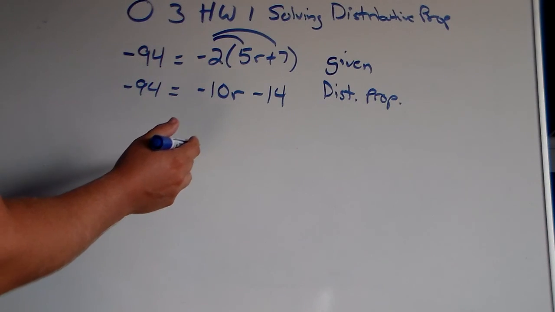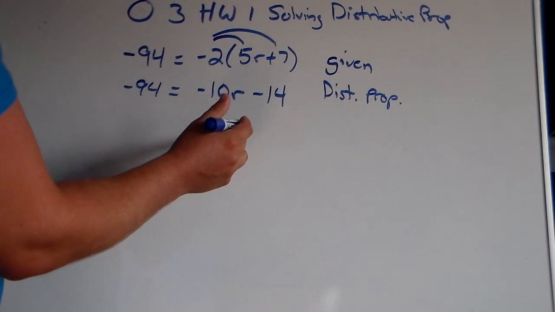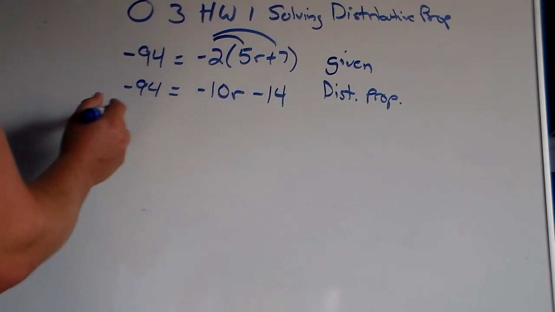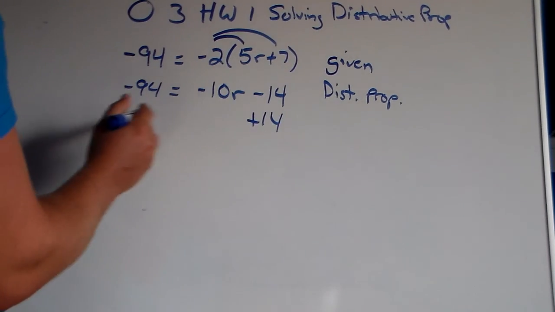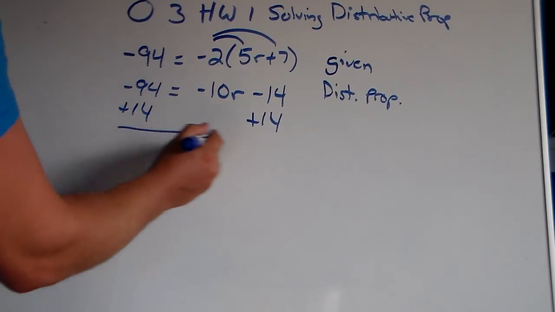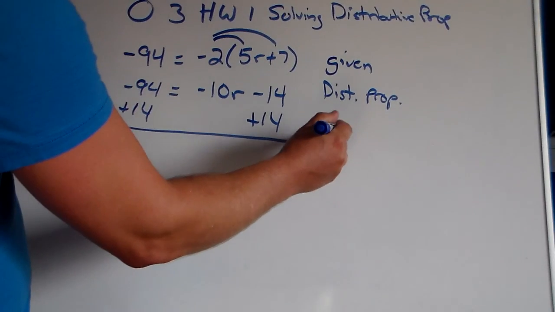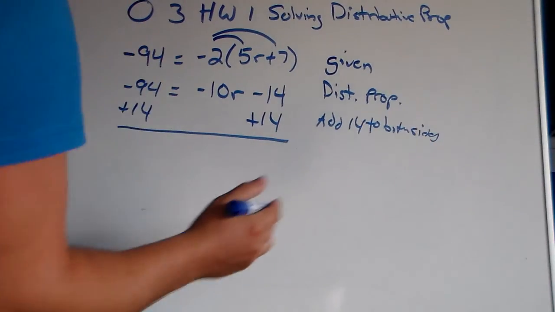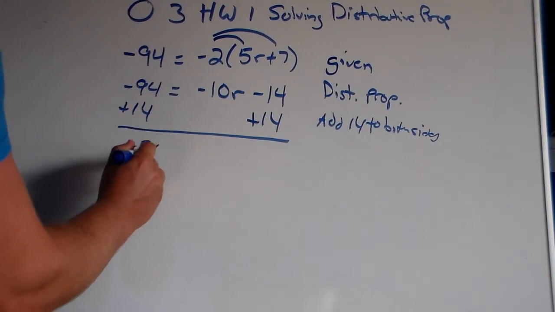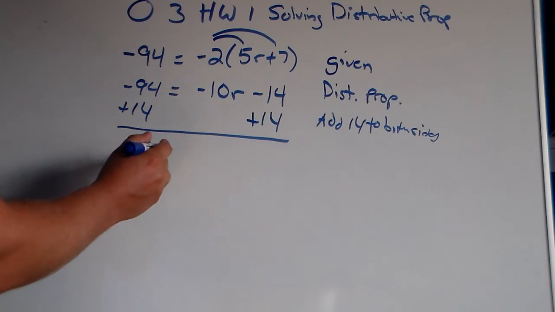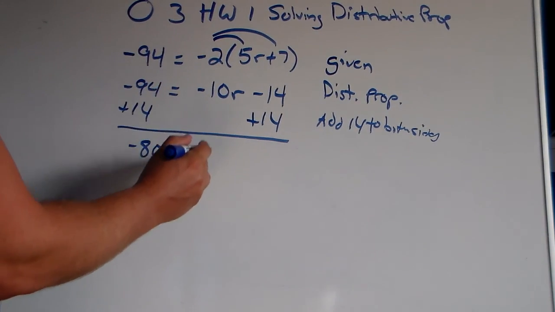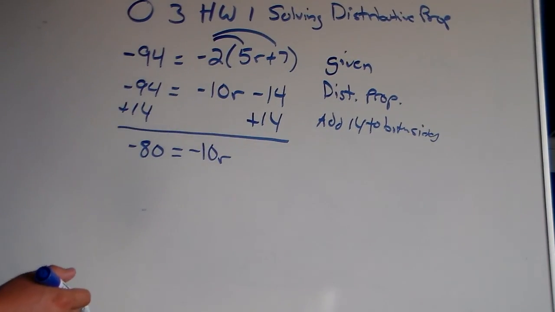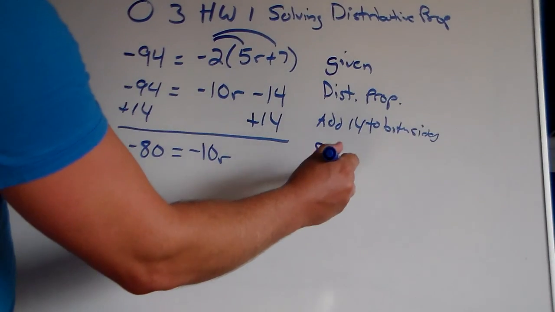After we distribute, we're just going to use our inverse operations to solve the multi-step equation. We're going to move this negative 14 and add 14 to both sides of the equation, just like what we did in the past. Negative 94 plus 14 gets us negative 80. Carry down the negative 10r. Negative 14 and positive 14 cancel out. So this was simplified.